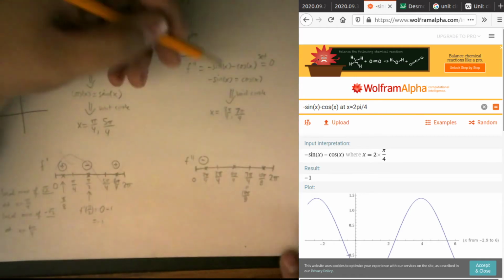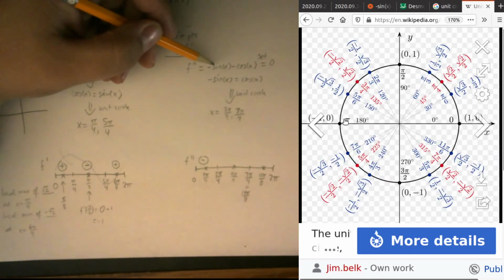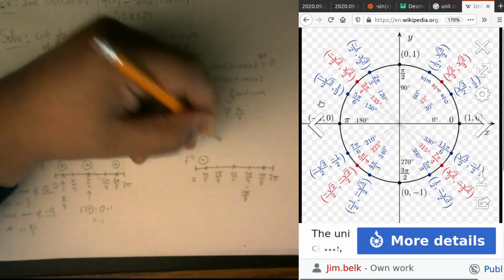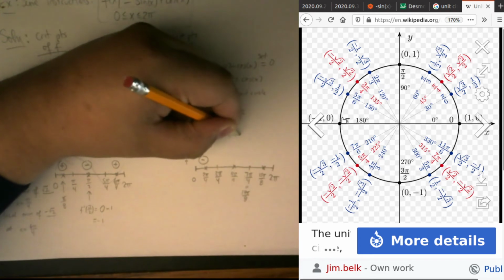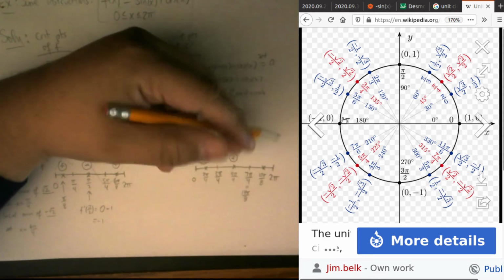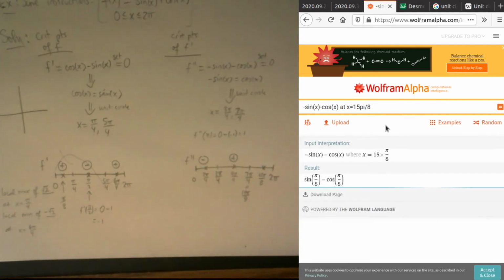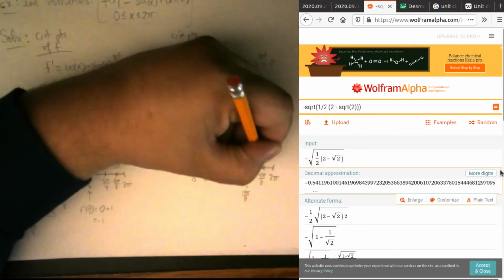We don't even need to write that out. Sine of pi is the y value at this point, and you can't see the minus 1 very well, but the y value here is 0. So f double prime at pi is 0 minus cosine of pi, which is minus 1, so that's positive 1. So I get a plus here. And then at 15 pi over 8, I don't want to do that by hand. You could do it with the half angle identity, but is it really worth it? Looks like it's going to be negative, some negative value.